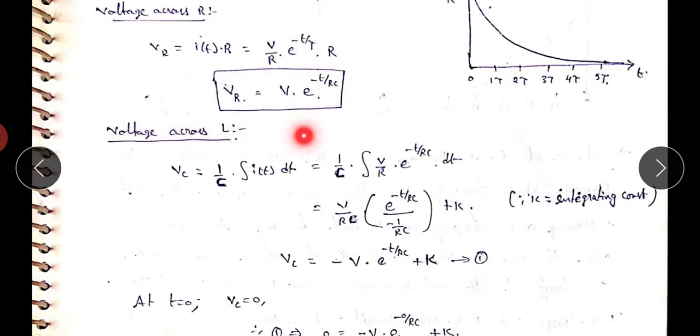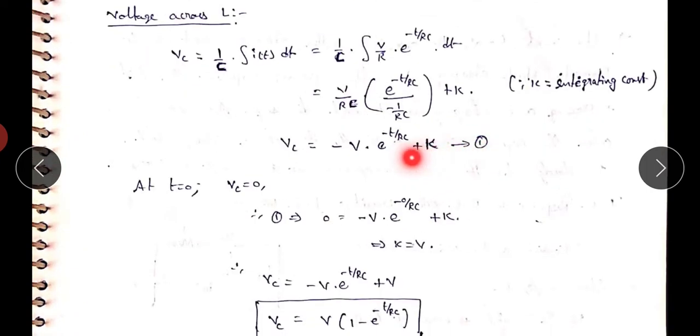So next, the voltage across the capacitor. This is C; it is a series RC circuit. The voltage across the capacitor formula is Vc equals 1 by C integral of I of t dt. It equals 1 by C integral of V by R into e power minus t by RC dt. By integrating this expression, it equals V by RC. The integral of e power at equals e power at by a. So V by RC times e power minus t by RC by minus 1 by RC, plus k. Here k is a constant, and Vc equals minus V into e power minus t by RC plus k.